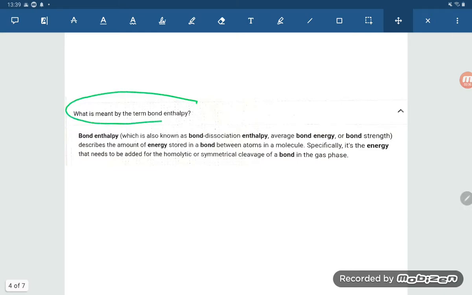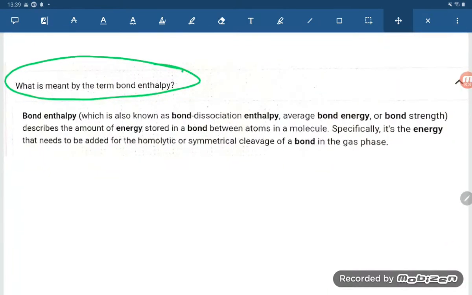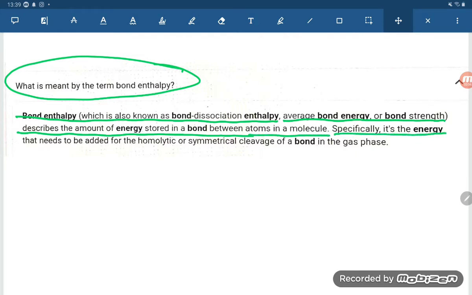What do you mean by the term bond enthalpy? Bond enthalpy, which is also known as bond dissociation enthalpy, average bond energy or bond strength, describes the amount of energy stored in a bond between atoms in a molecule. Specifically, it is the energy that needs to be added for the homolytic or symmetrical cleavage of the bond in the gas phase.